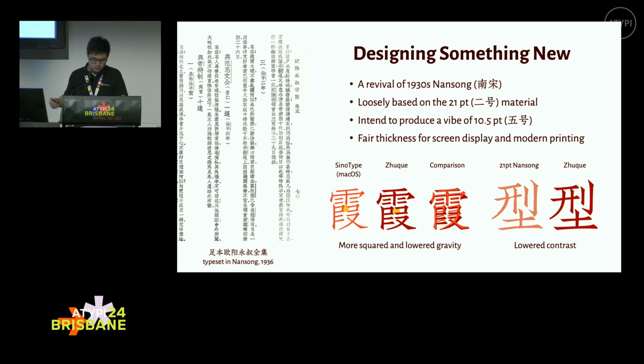Zhuque aims to design something new as a revival of the century-old Nansong typeface, which did not survive in the past 100 years. Our design is loosely based on the 21-point Nansong printing materials, but with the intent of producing a vibe similar to the 10.5-point Nansong body text. While keeping the original square shape and low gravity features, we reduced the contrast and thickened it a little bit to improve its effect on the screens and with modern printing technologies.